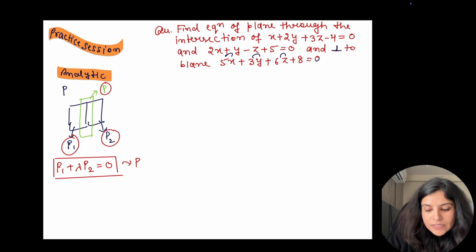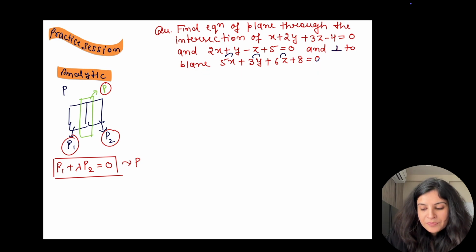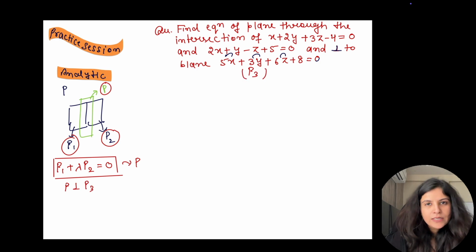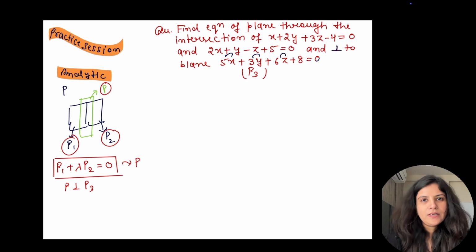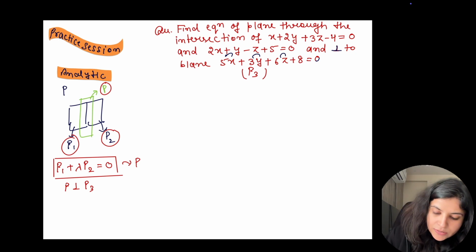We will be given an additional condition in order to find lambda. Like here, it is given that our plane is perpendicular to the third plane. So there is a third plane given to us, that is P3. So P is perpendicular to P3. Right? So यहाँ से मुझे lambda मिल जाएगा. So let's solve it. So we basically have a solution.